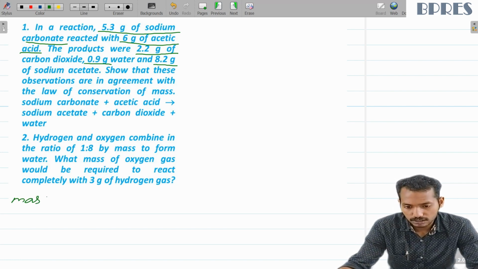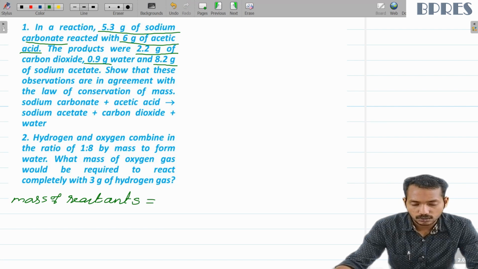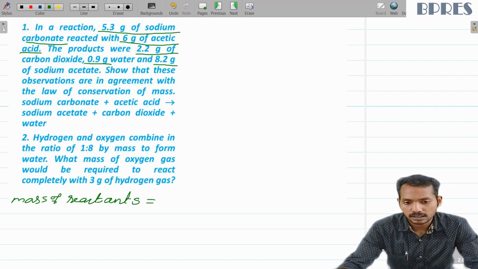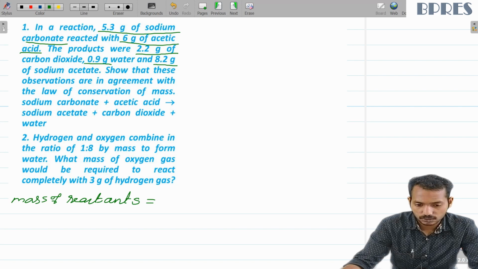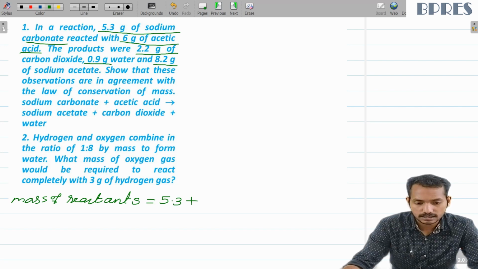So first we can write the mass of reactants. Mass of reactants is equal to, what are the reactants here? Sodium carbonate and acetic acid. So what is the mass of sodium carbonate? Sodium carbonate is equal to 5.3 gram plus, what is the mass of acetic acid? 6 gram. Okay, which is equal to 5.3 plus 6 is equal to 11.3 gram.